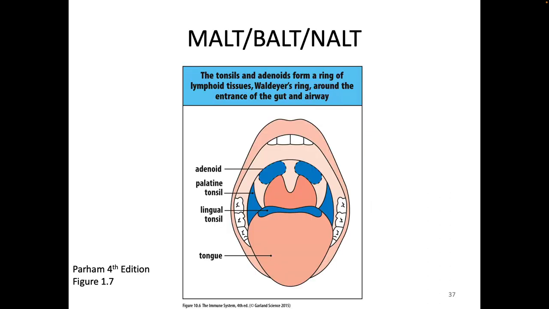You can find some of it in the nose. You can find some in the adenoids. You can find some in the tonsils. Different people will refer to this as the MALT, which is usually the mucosal lymphoid tissue. The BALT, the bronchoalveolar tissue. Or the NALT, the nasal lymphoid tissue. They're all basically specialized mucosal sites where we have little pockets of specialized lymphoid tissue to act as these types of surveillance systems.